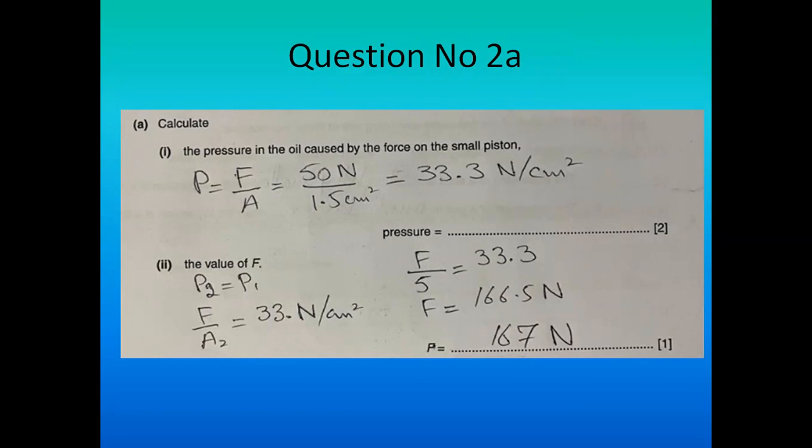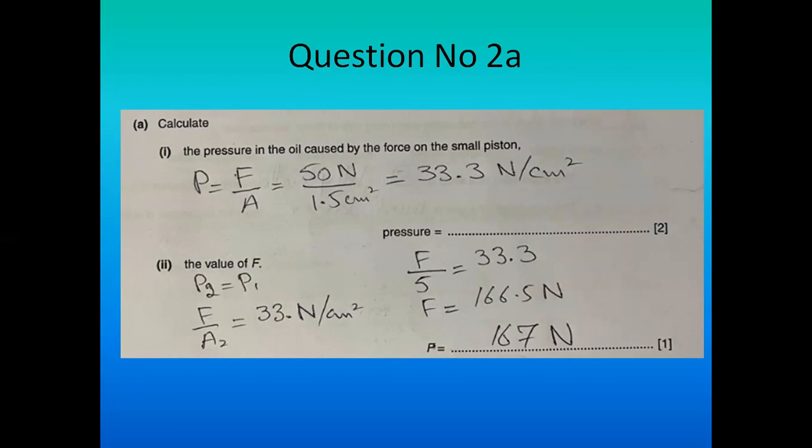Then the question is to find the value of F. F is the force exerted by the oil on the large piston. That force we can calculate according to Pascal's principle. The pressure in the oil on one side is equal to the pressure on the other side. The pressure which you created in the oil at one point will be transmitted to the other point in the oil. So the pressure experienced by the larger piston will be equal to the pressure in the smaller piston. So the pressure in the larger piston, F divided by area 2, will be equal to pressure 1, that is 33.3.